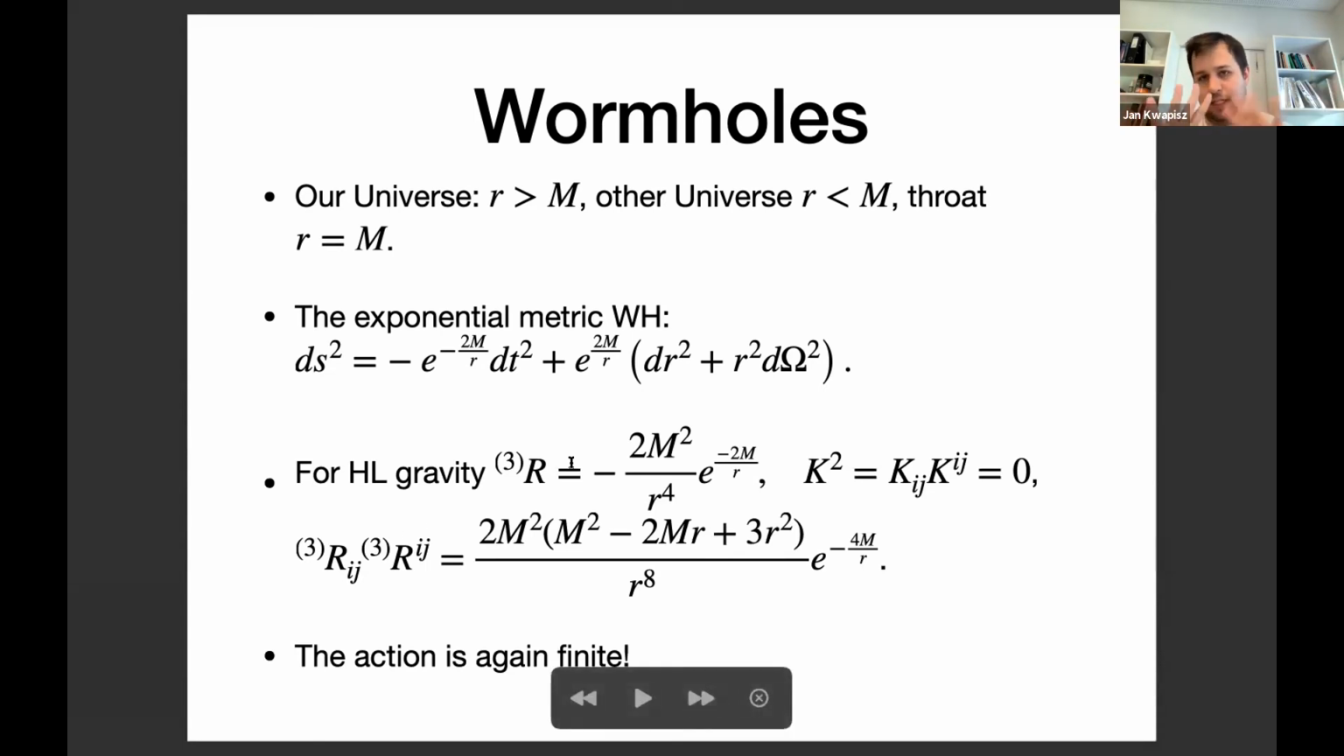However, this is under the assumption that there are no regular black hole solutions in Horava-Lifshitz.